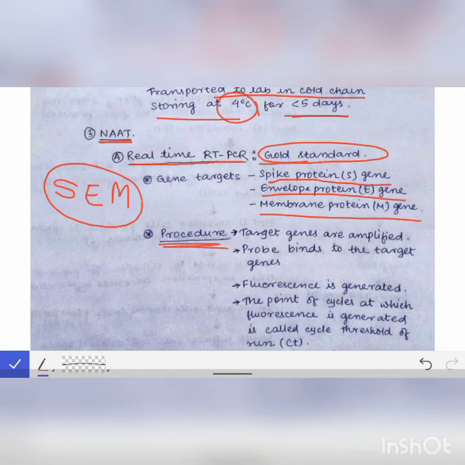What is the procedure of detecting these target genes? As in all polymerase chain reactions, we first amplify the target genes. So target genes are amplified first, then probed with the corresponding nucleic acid sequence, tagged with some fluorescent dye. They are left to bind with those amplified target genes. So the probes with the fluorescent dye bind to the target genes, and when they bind in a sufficient amount, that leads to generation of the fluorescence.